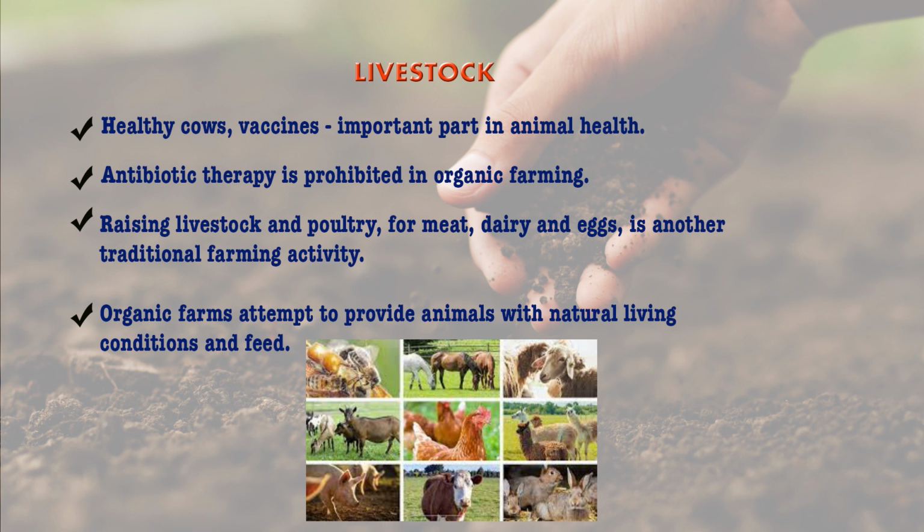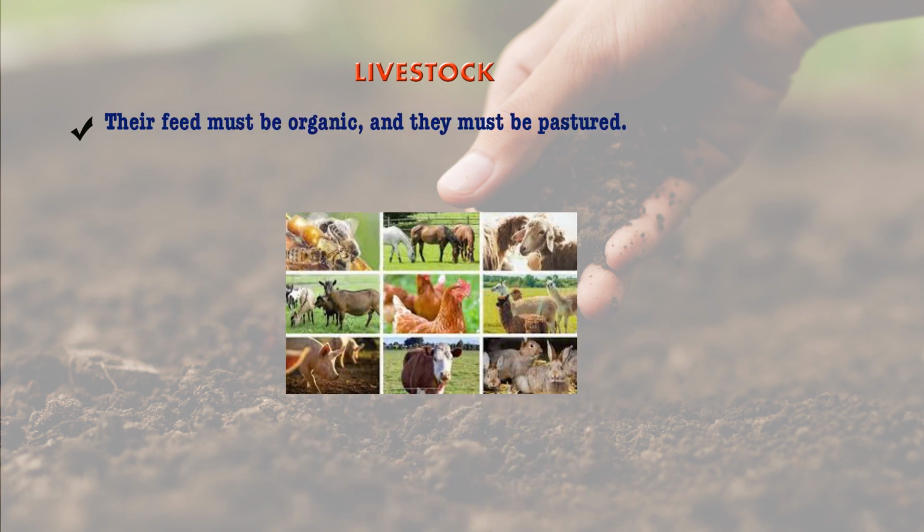So how do we go about it? Raising livestock and poultry for meat, dairy and eggs is another traditional farming activity in addition to vegetable or fruit farming. The organic farms will attempt to provide the animals grown on these organic farms with natural living conditions and feed. Their feed must be organic and they must also be pastured naturally in the environment.